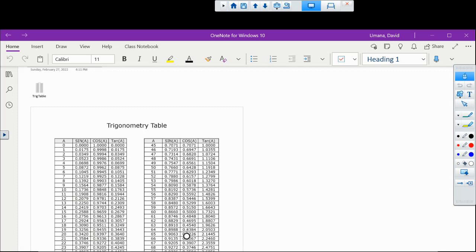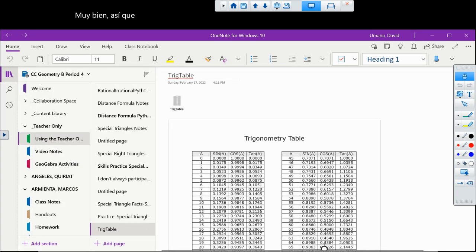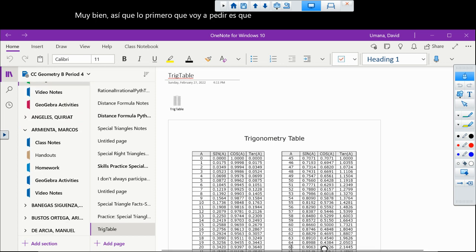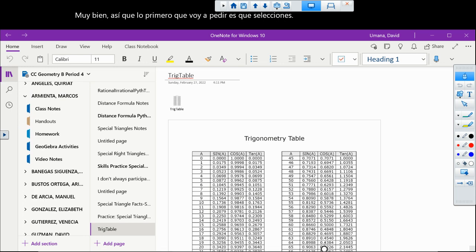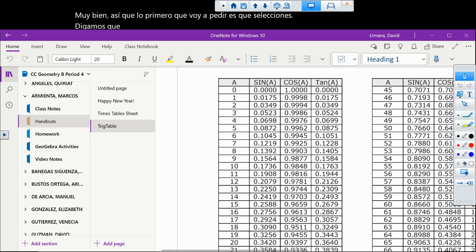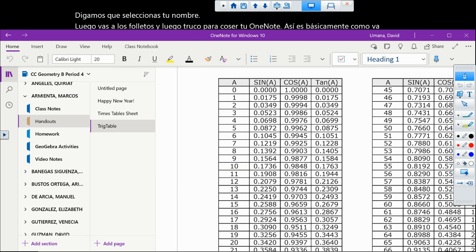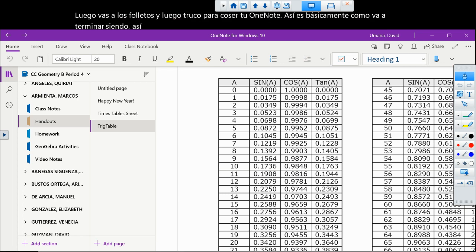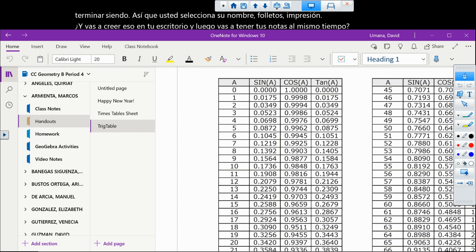All right, so the first thing I'm going to ask is that you select your name, then go to handouts, and then trig table. On your OneNote, that's basically how it's going to end up being. So you select your name, handouts, trig table, and you're going to leave that on your desk, and then you're going to have your notes at the same time. So we're going to need them both. Okay?